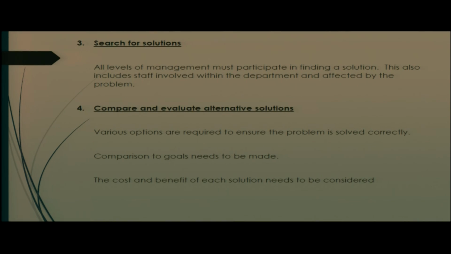The third step is to search for solutions. All levels of management must participate in finding a solution. This also includes staff involved within the department and affected by the problem. The fourth step is to compare and evaluate the solutions. Various options are required to ensure the problem is solved correctly. Comparison to goals needs to be made. The cost and benefit of each solution needs to be considered.